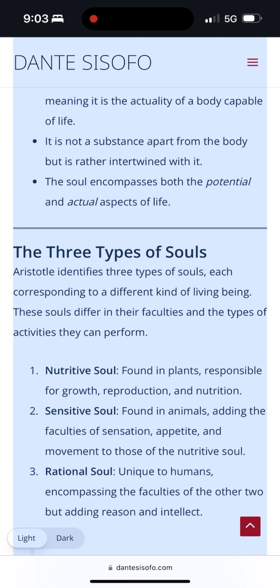The soul is the form of a living body, meaning it is the actuality of a body capable of life. It is not a substance apart from the body but is rather intertwined with it. The soul encompasses both the potential and actual aspects of life. The three types of souls. Aristotle identifies three types of souls, each corresponding to a different kind of living being. These souls differ in their faculties and the types of activities they can perform.